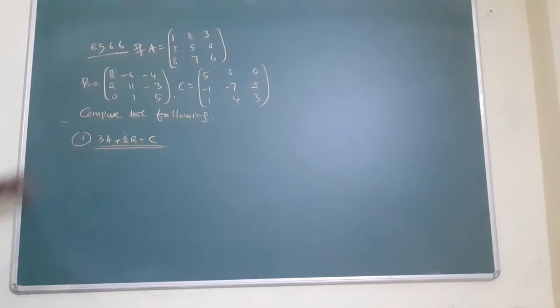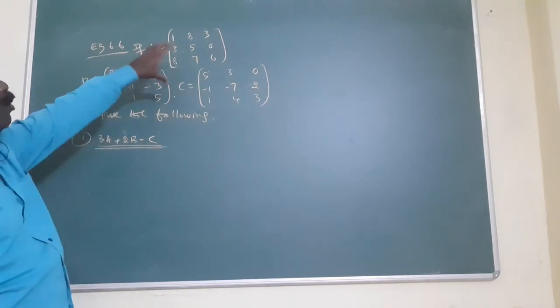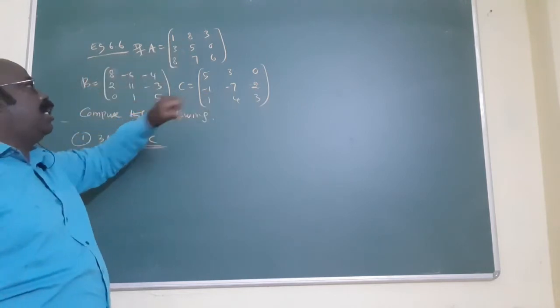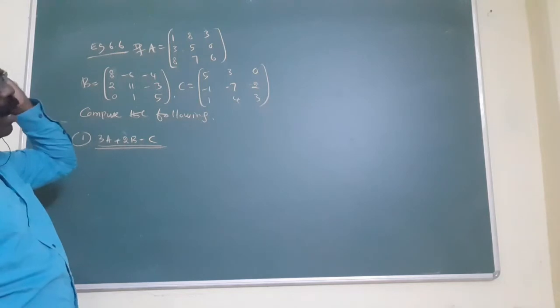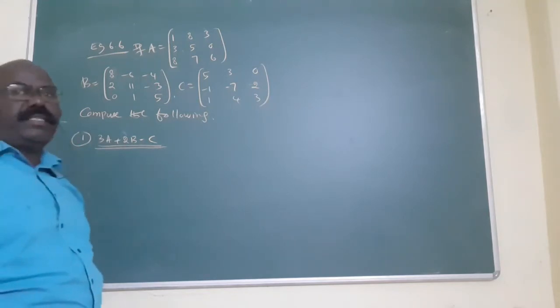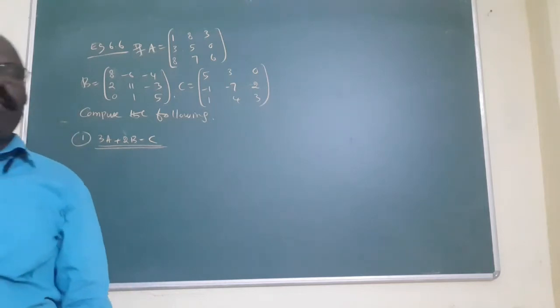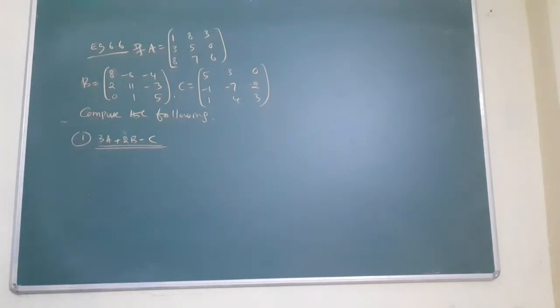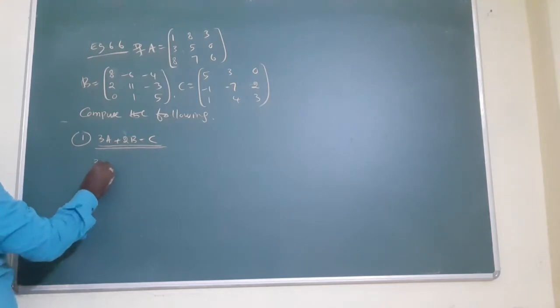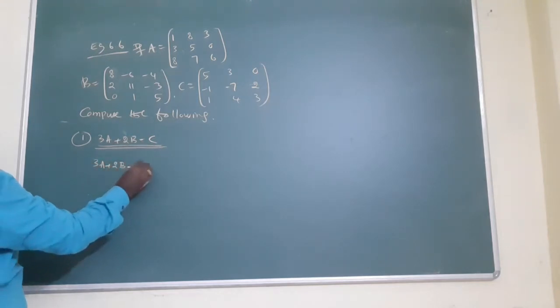Next question, exam 6.6. A is a 3 cross 3 matrix, B is also a 3 cross 3 matrix, C is also a 3 cross 3 matrix. Now, all are 3 cross 3 matrices, that's why addition and subtraction are possible. Addition and subtraction are possible when the given matrices are of the same order, that's very important. Now, the first question asks for 3A plus 2B minus C.